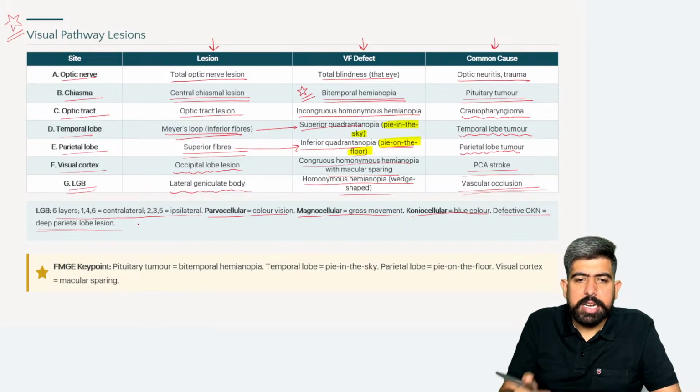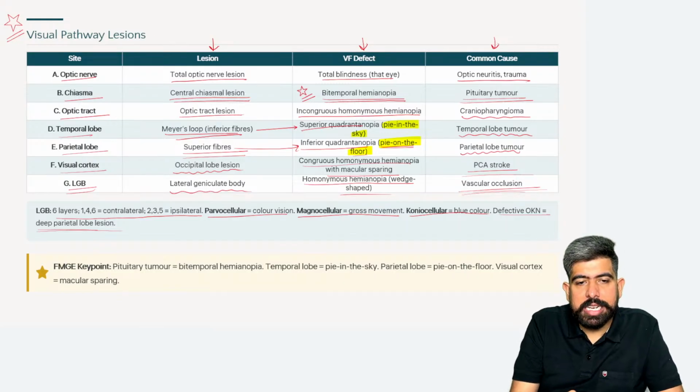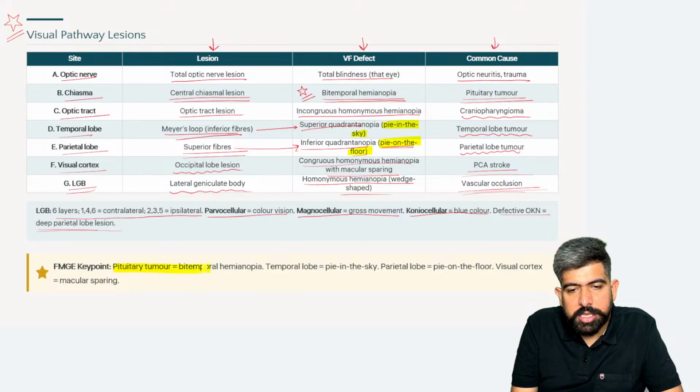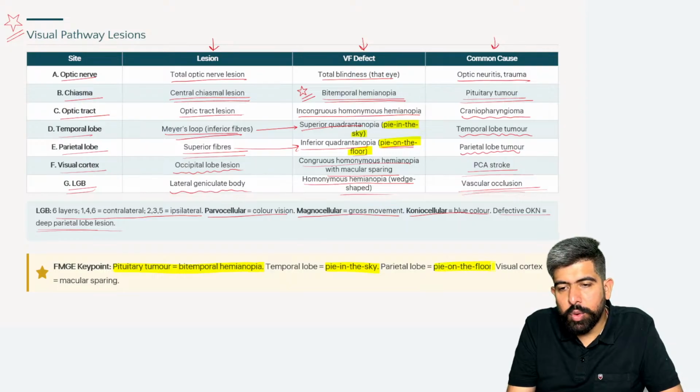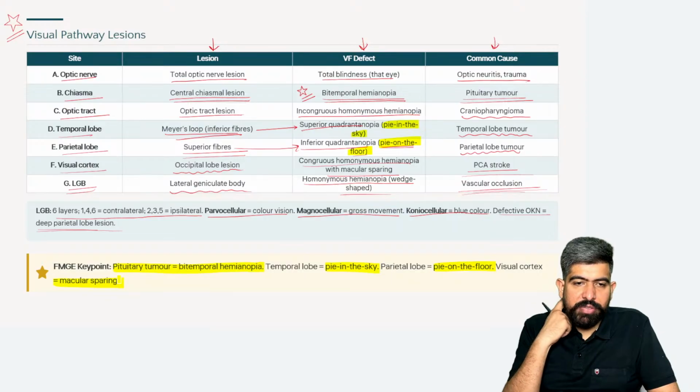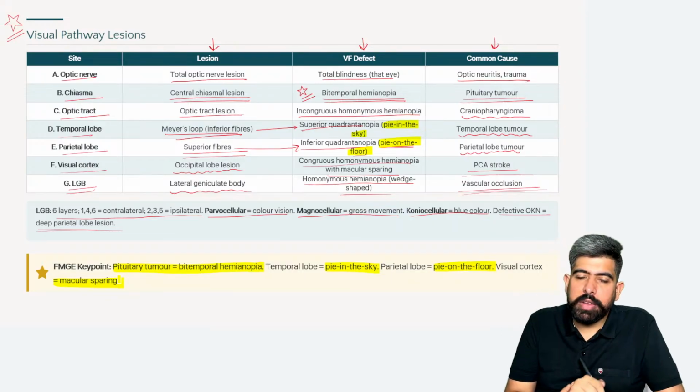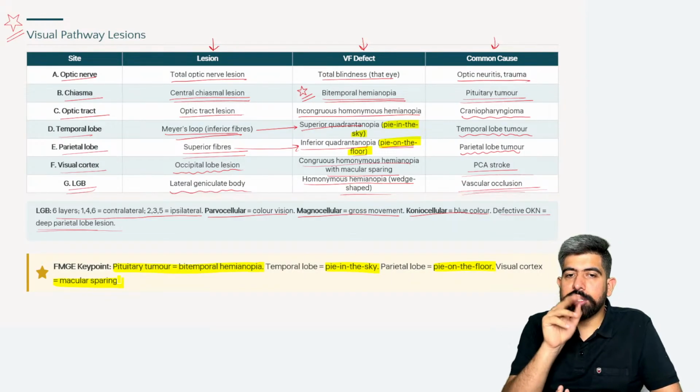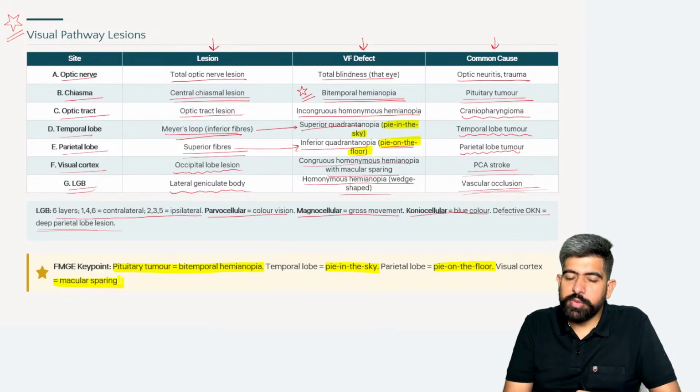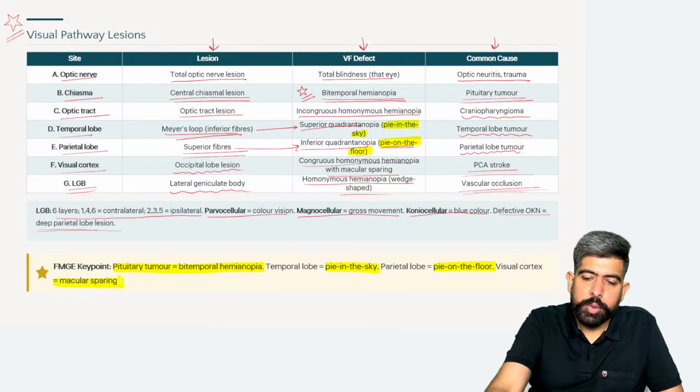Is that clear? Now, what are the FMG key points? Please remember the pituitary tumor, if they mention, please remember bitemporal hemianopia; temporal lobe, pie in the sky; parietal lobe, pie on the floor; and the visual cortex is having the macular sparing. So, out of this FMG key point, I'm damn sure in your FMG exam, you will find one question from this particular slide. It is a very, very important slide for you guys.